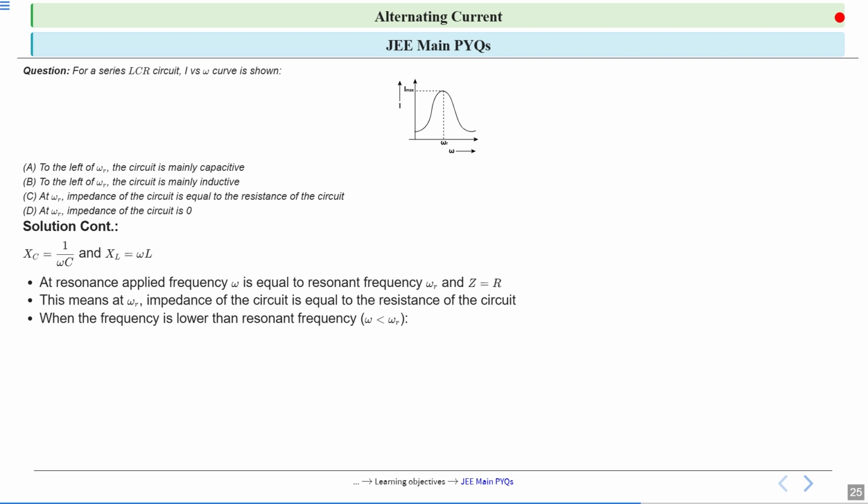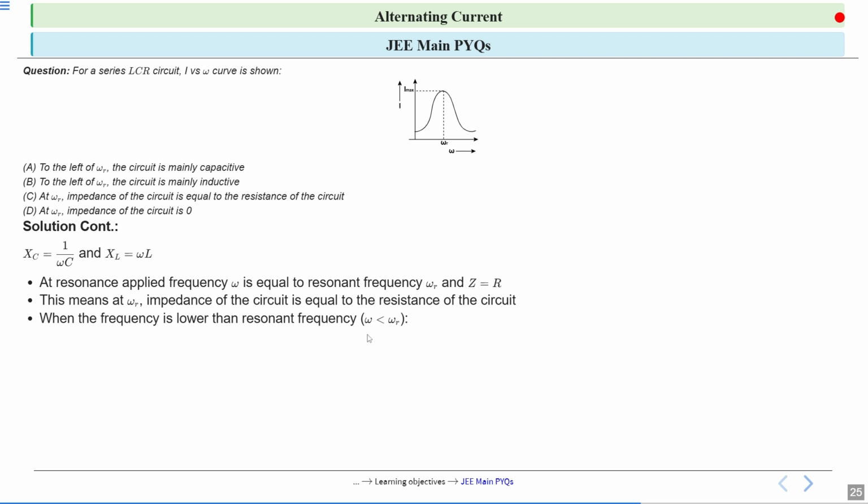Okay, now we will decrease the frequency below the resonant frequency. On the left hand side of the graph, you can see that when we decrease the frequency, XC is inversely proportional to angular frequency. So if we are decreasing omega, XC will increase. And if we are decreasing omega, XL will decrease because it is directly proportional to omega. So XC becomes more than XL on the left hand side of this graph. That means on the left hand of the graph, the circuit is mainly capacitive. That's why statement A is correct also.